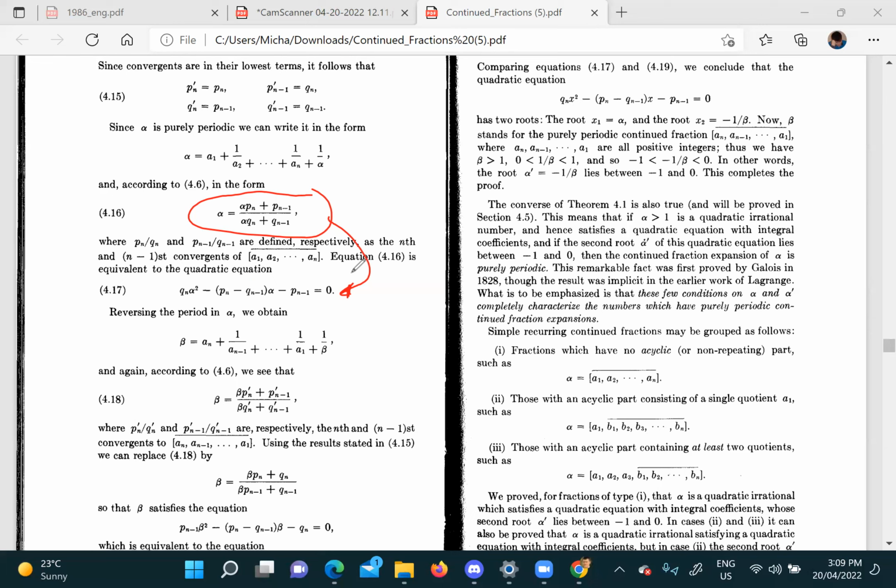Okay, so now the n and n minus first convergent equation is equivalent to the quadratic equation. We just clear the denominator, and that's what you get. So reversing the period, you get the beta, and for the beta you get this.